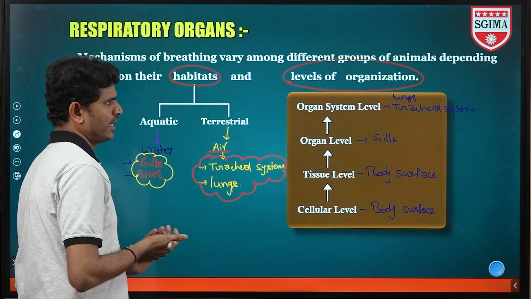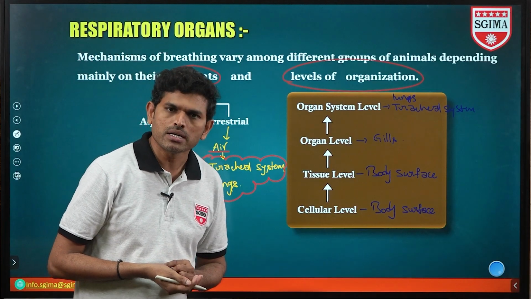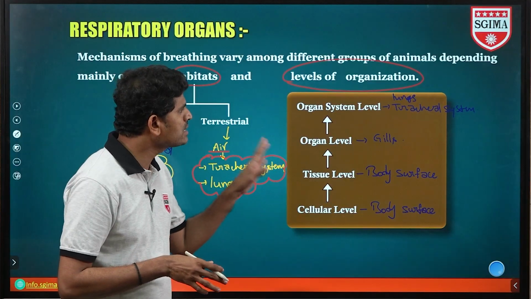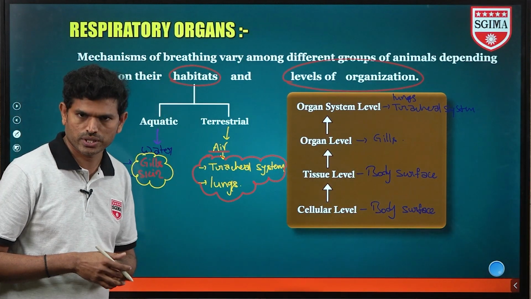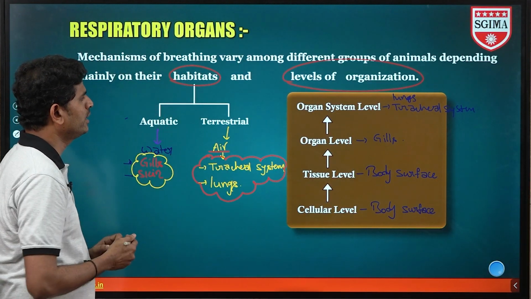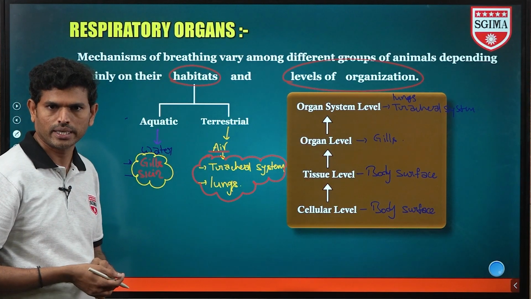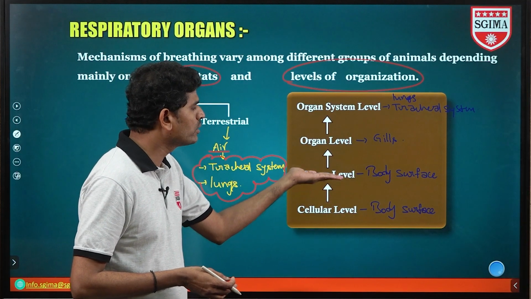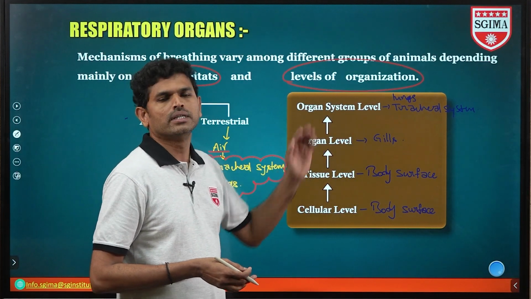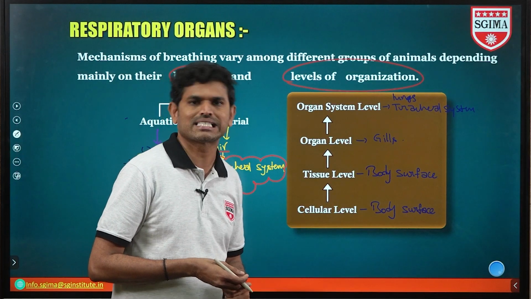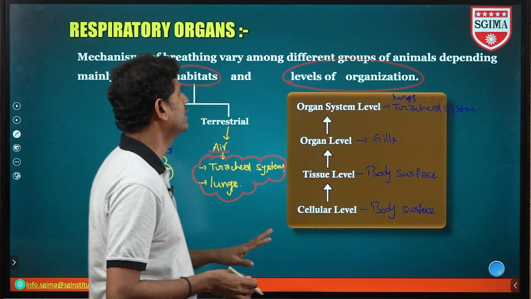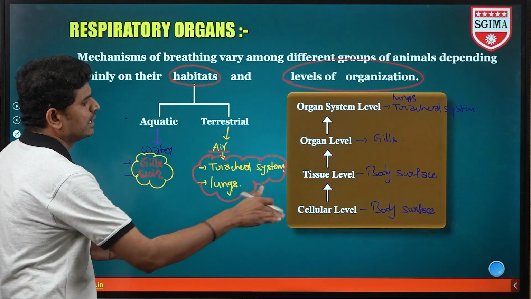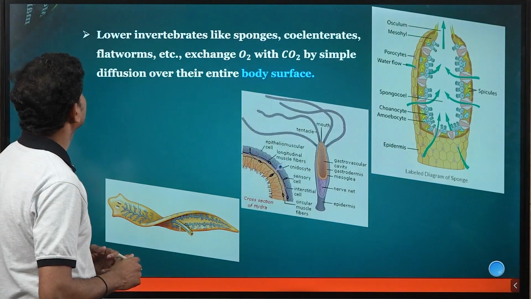Finally, what we can understand is that the respiratory organs of any phylum or organism are decided based on two things. One is habitat: aquatic habitat can have these and terrestrial habitat can have these. And the second thing is levels of organization. Based on the level, different varieties of respiratory organs, that is systems, will be present. So this is about respiratory organs from this slide. Okay, next we can see another slide.